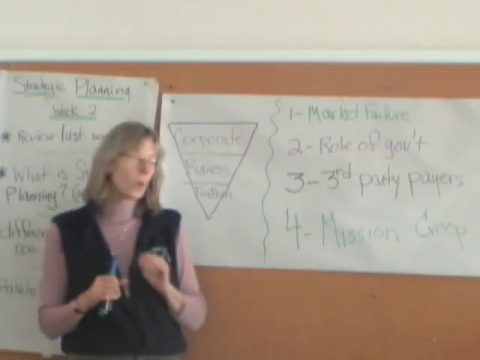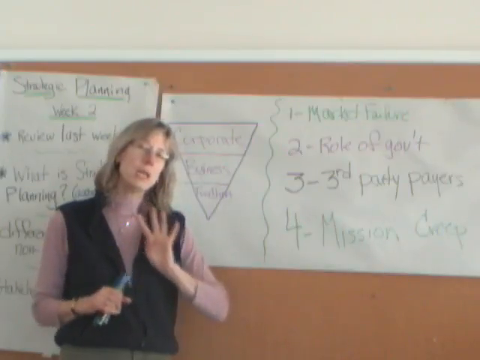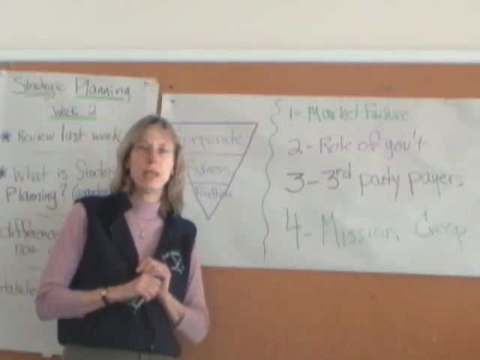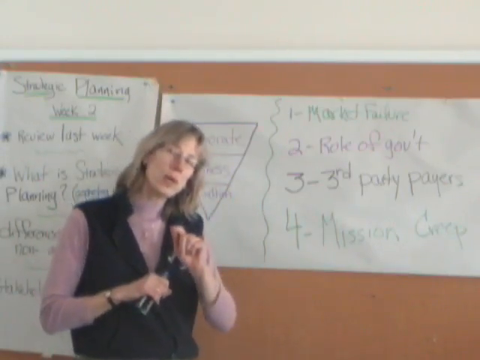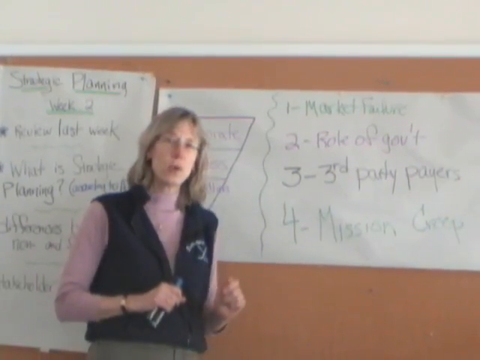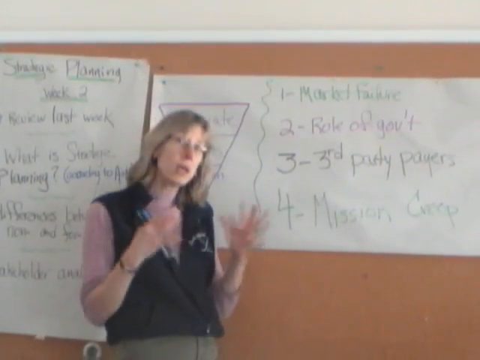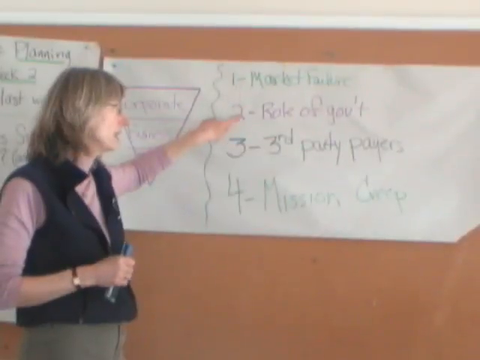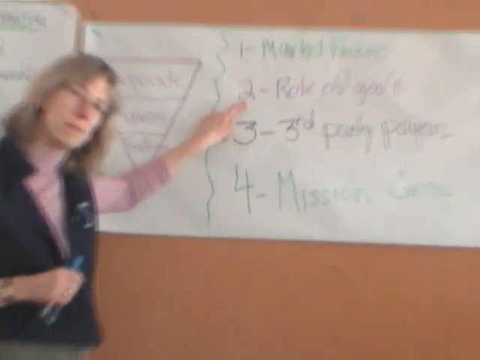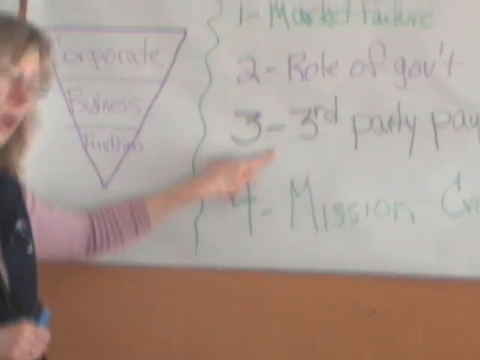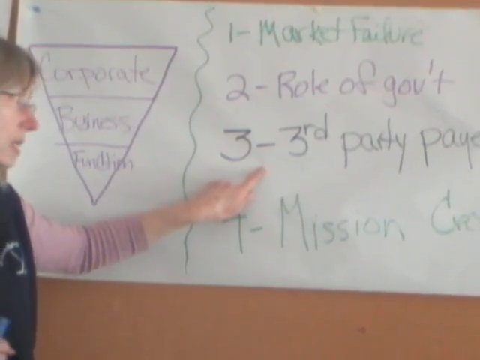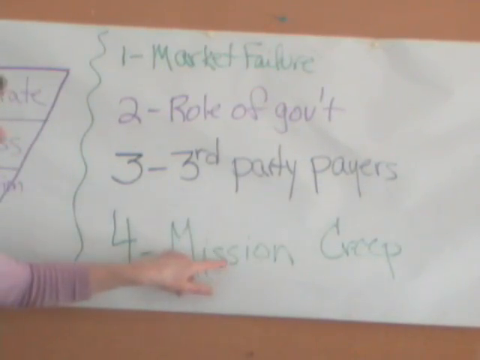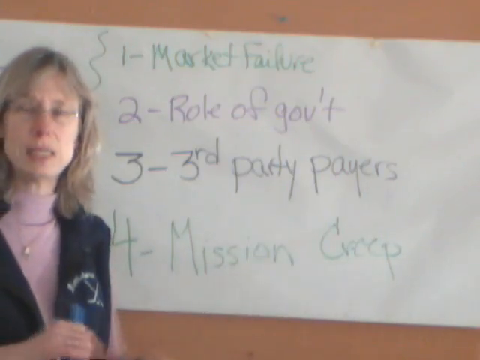So let me talk very quickly about the 4 main topics that were covered in the chapter you were supposed to read called Play to Win. And I think there are important distinctions between nonprofit and for-profit that we are going to be working with through the term. The first is market failure. The second is the role of the government with nonprofits. The third is the role and importance of third-party payers in the nonprofit system. And the fourth is mission or mission creep, as he describes it.